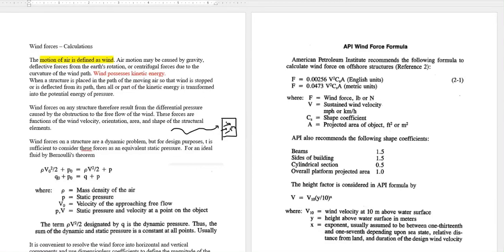Structure, then the kinetic energy from the wind will be transferred as a pressure to the structure. Wind forces on any structure therefore result from differential pressure caused by the obstruction of the free flow of wind. So whenever we obstruct the free flow of wind, there will be differential pressure. Because of that differential pressure, wind forces come.